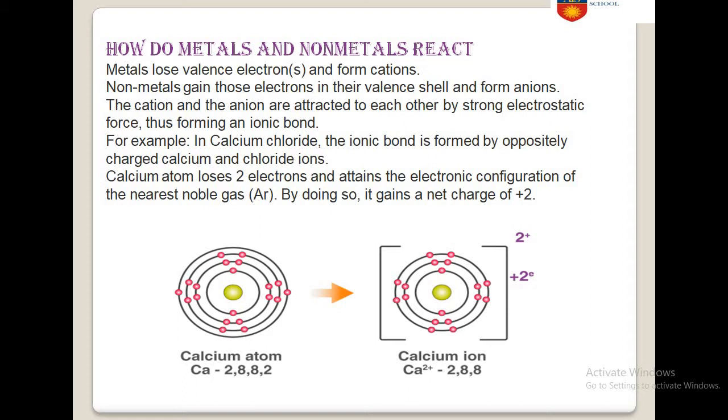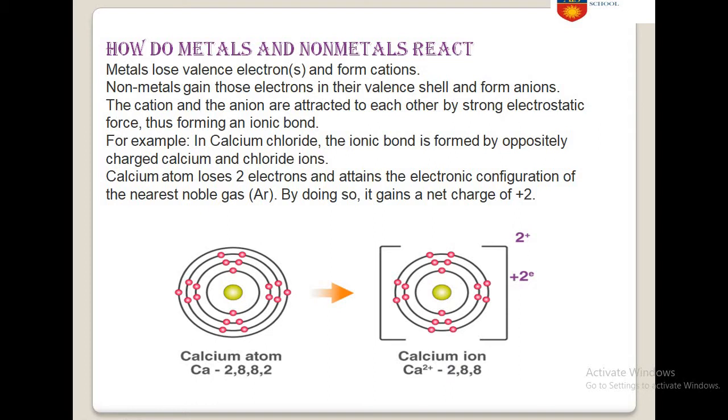So let us take an example of an ionic bond: calcium chloride. Calcium has atomic number 20, so its electronic configuration is 2, 8, 8, 2. There are 2 electrons in the outermost shell. If it donates its 2 electrons from its valence shell, it can attain a noble gas configuration. When it donates 2 electrons, it forms Ca2+. Why does it form Ca2+? Because it is donating 2 electrons, right?